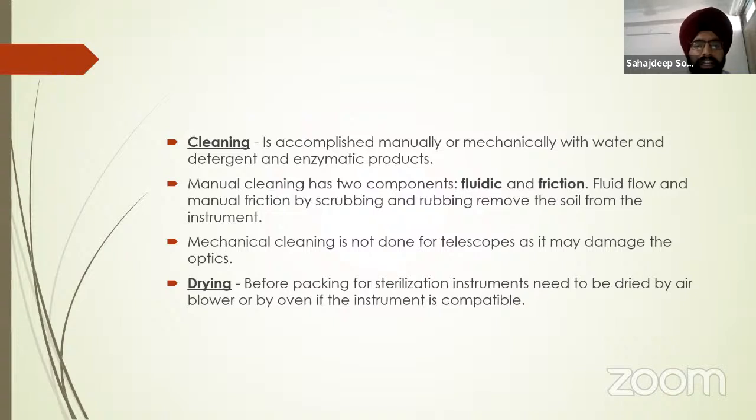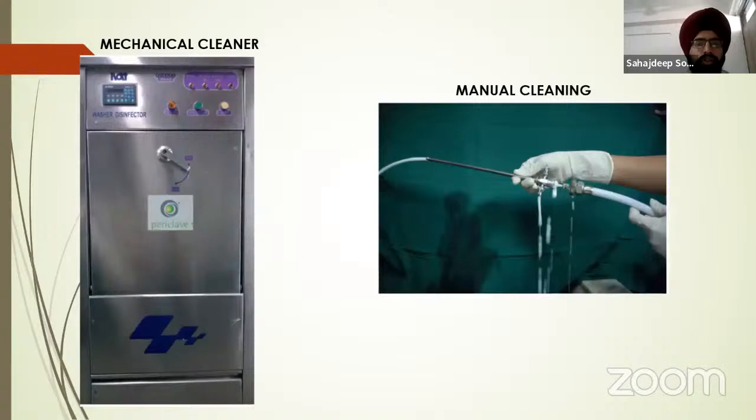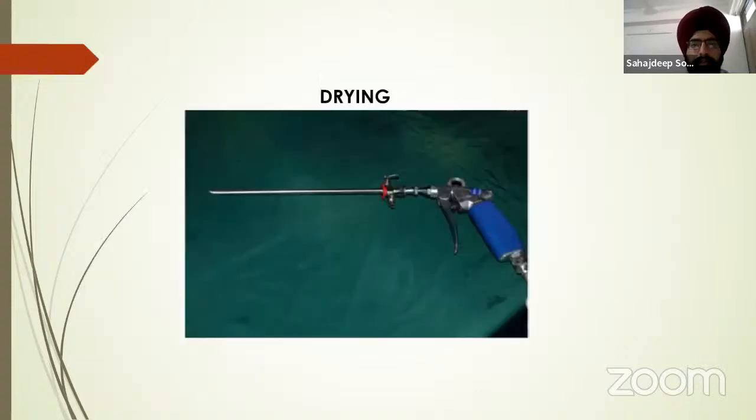Mechanical cleaning is not done for telescopes as it may damage the optics. After cleaning, the instruments are dried before packaging by air blower or by oven if the instrument is compatible with high temperature. This shows the automatic mechanical cleaner, and the other images show the mechanical cleaning by a fluid method.